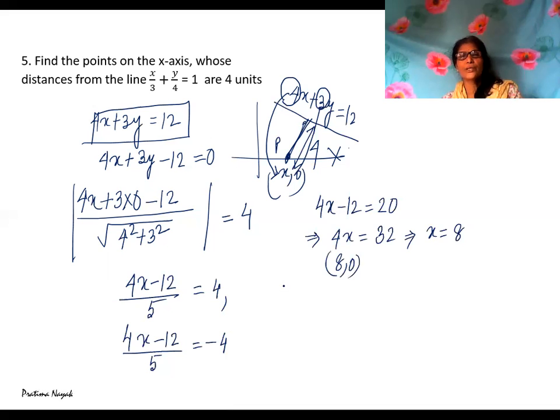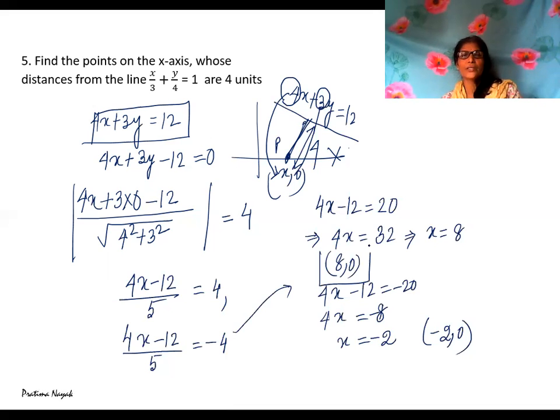Now coming to the second one, 4x minus 12 is equal to minus 20, or 4x is equal to minus 8, x is equal to minus 2. So the other point will be (minus 2, 0). So these are the two points: one is (8, 0), one is (minus 2, 0).